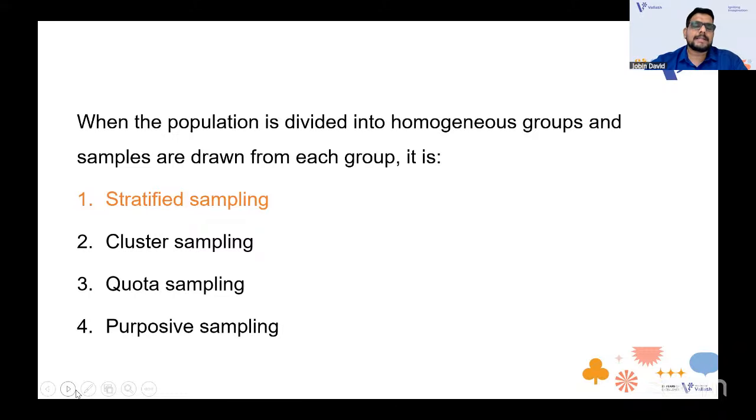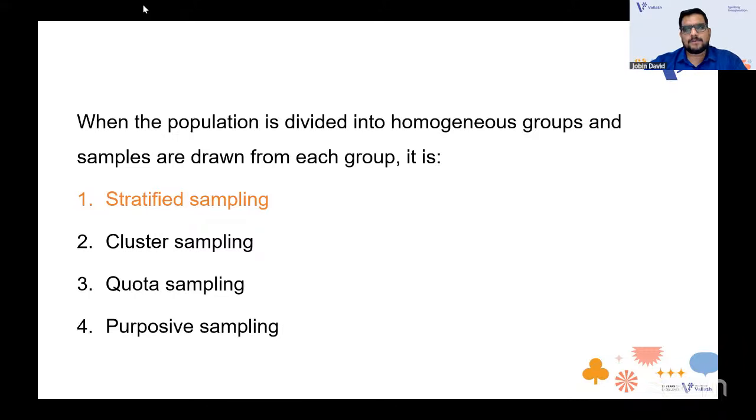Quota sampling is actually related to stratified, but you fix a specific quota for the groups that are selected. For example, think of admission procedures: whatever number applies, the general merit goes for only this many people, like only 30 people will be selected, and from the community merit or something like that, this many people. So that quota is fixed. A minimum number or a maximum number is fixed for quota sampling, guys.